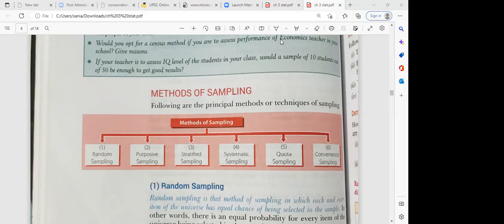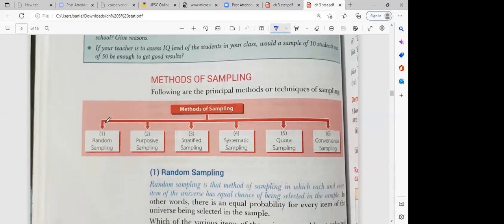Okay, guys, so let's just start. So today we are doing the different types of methods for sampling. Okay, first is random sampling, second is purposive, third is stratified, systematic, quota sampling, and convenient sampling.